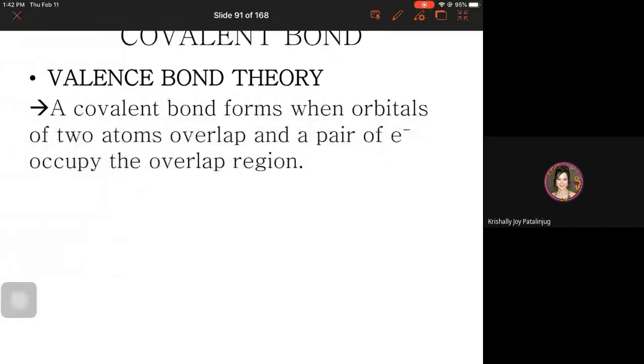Since the statement of the theory mentions orbitals, it would be good to first recall and reinforce some of the ideas on atomic orbitals, especially their shapes, because later the slides will present the shapes of atomic orbitals on screen. So let's briefly recall the atomic orbital.